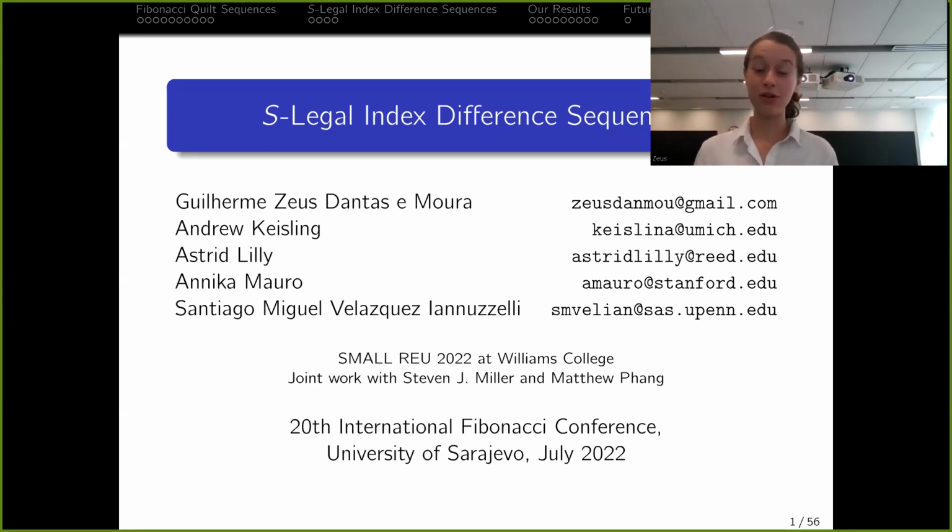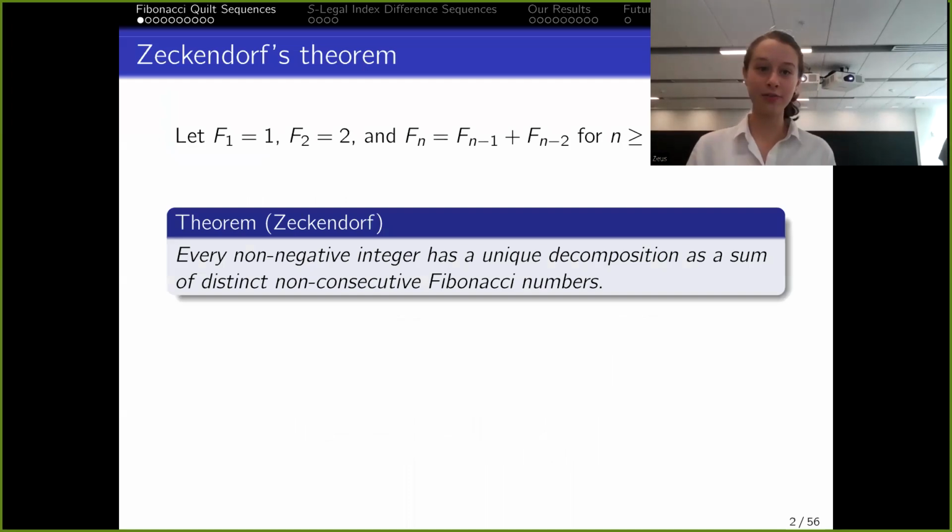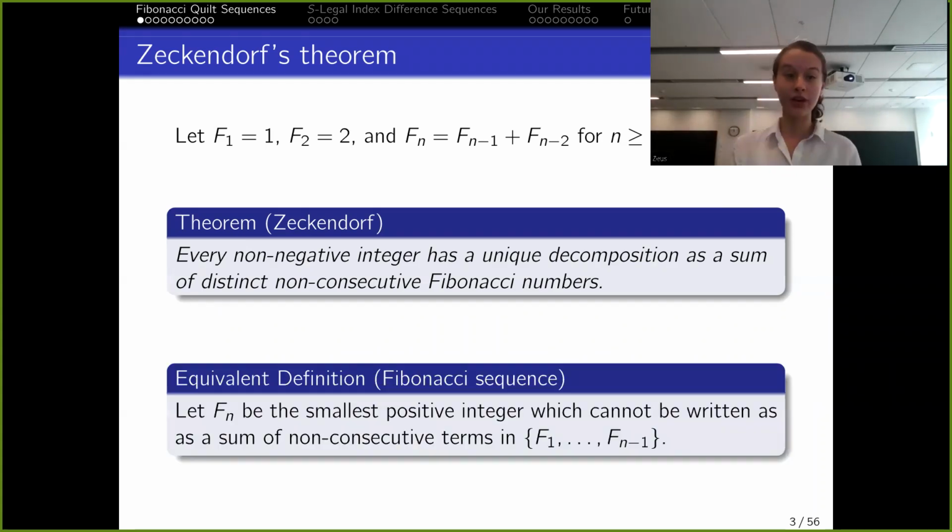Today we're going to motivate how we found these sequences, define them, and then talk about what we've done and what we hope to do this summer. For the remainder of this talk, we're going to index the Fibonacci numbers beginning 1, 2. It's a theorem of Zeckendorf that every non-negative integer has a unique decomposition as a sum of non-consecutive Fibonacci numbers. As a result, there's an alternate equivalent definition for the Fibonacci sequence, where the nth Fibonacci number is the smallest positive integer which cannot be written as a sum of non-consecutive previous Fibonacci numbers.